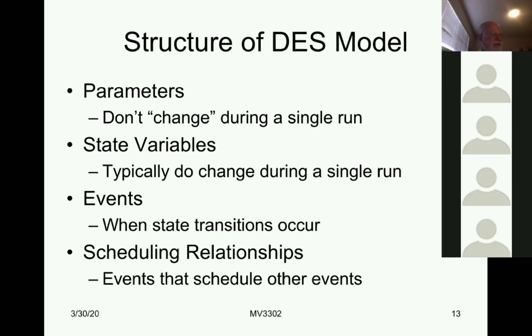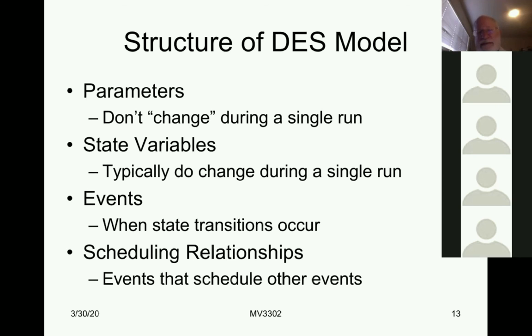So here's how we define a discrete event simulation model. There are 4 pieces to it. The first are a set of parameters, which are variables which do not change during a single simulation run. The second are these state variables that we've discussed, and these are the ones that typically will change during a single run.